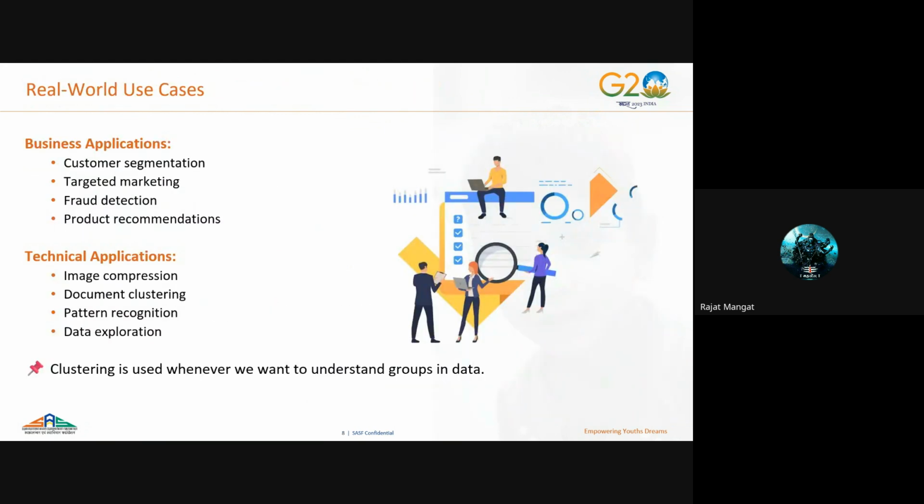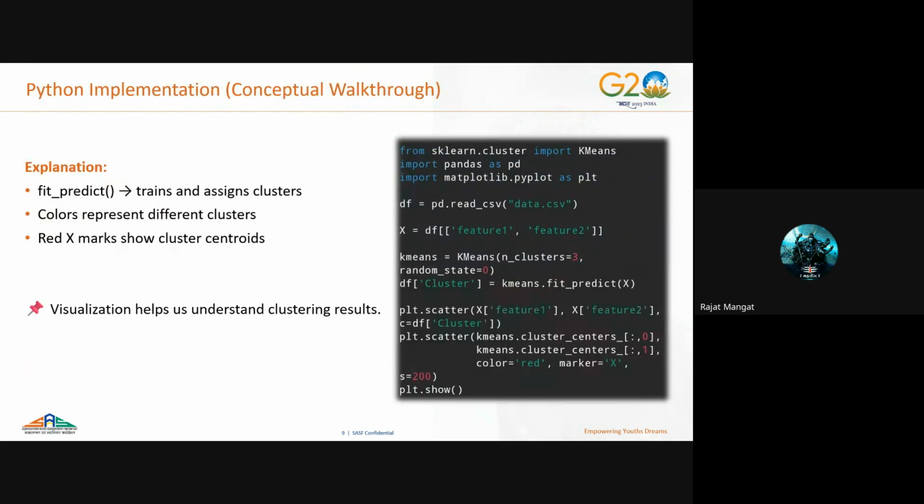So what are the real world use cases of clustering in business applications? We can use it for customer segmentation and targeted marketing. If we want to target a group of people, as we have seen in our code example, there is a group having a high amount of income and they like to spend a lot also. So we can target those people. Similar things can happen in fraud detection and product recommendation. Technical applications are image compression, document clustering, pattern recognition, and data exploration. These are all real world use cases. Clustering is used whenever we want to understand groups in data. Okay, remember that.